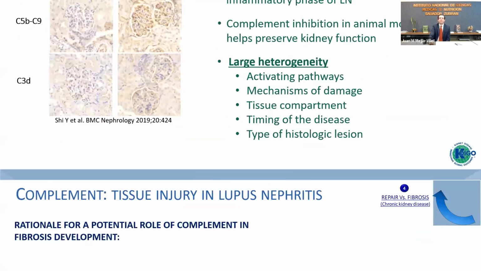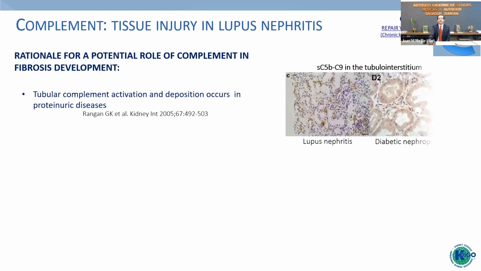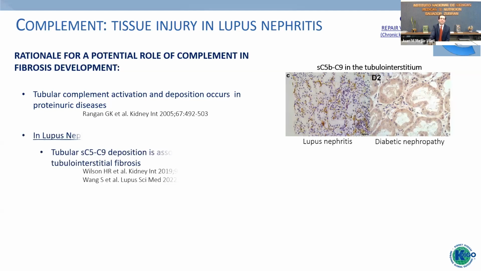And before going to treatment, I want to show you why in that chronic phase of kidney disease, when fibrosis develops, there's possibly involvement of the complement too. And the rationale is that in many proteinuric diseases, it has been shown that filtered proteins activate complement that deposits in the tubulointerstitium. And you can see in the image how the membrane attack complex can be found in lupus nephritis, but also in diabetic nephropathy.